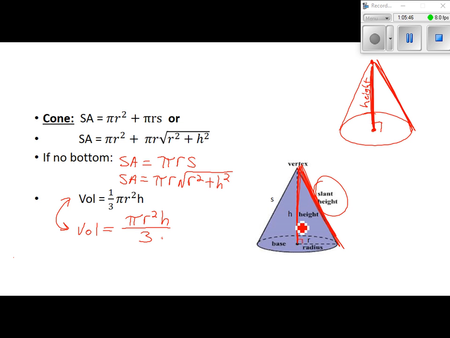So if you are given the slant height, you might want to use this formula because it has the S in it. If you're given just the regular height, then you probably want to use this formula. Does that make sense? Because they're going to give you one or the other, maybe both, I don't know. They're going to give you one or the other. You want to make it as easy as possible on yourself.